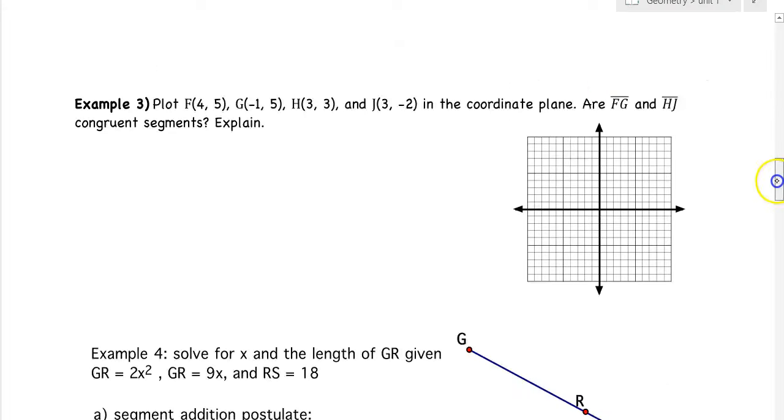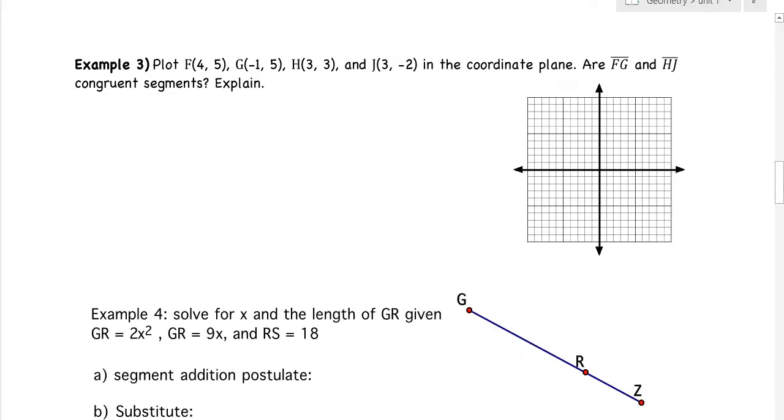So we're going to go down to example 3. Plot the points F, G, H, and J. F is the point 4, 5. G is the point -1, 5. H is the point 3, 3. And J is the point 3, -2. Points plotted, easy.